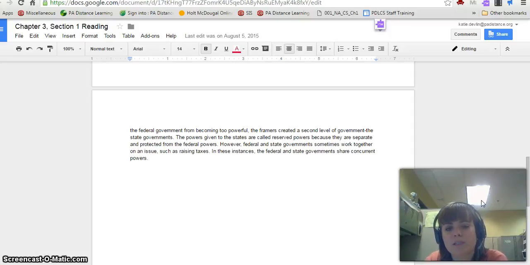The powers given to the states are called reserved powers because they are separate and protected from federal powers. However, federal and state governments sometimes work together on an issue, like raising taxes. In these instances, the federal and state governments share concurrent powers.